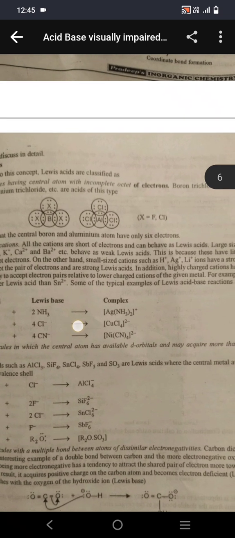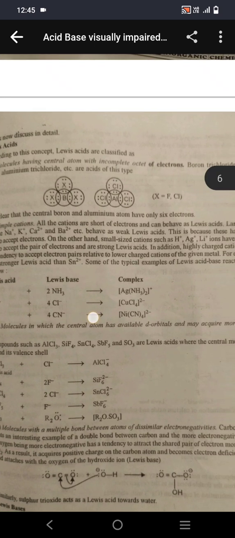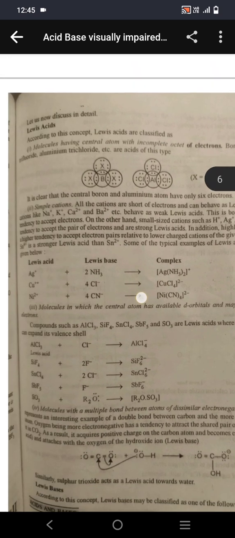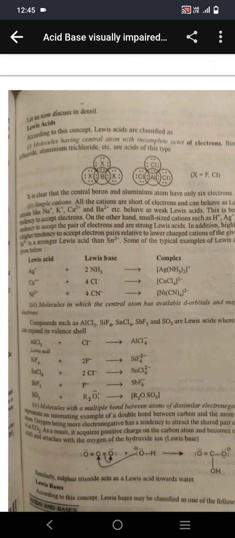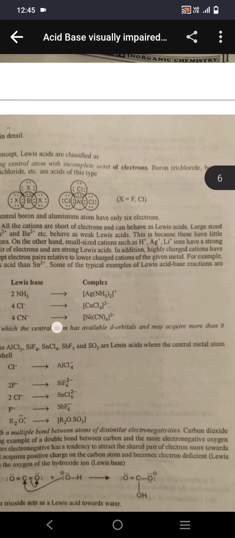In addition, highly charged cations have a higher tendency to accept electron pairs relative to lower charged cations of the given metal. For example, Sn4+ is a stronger Lewis acid than Sn2+. Some of the typical examples of Lewis acid-base reactions are given below.